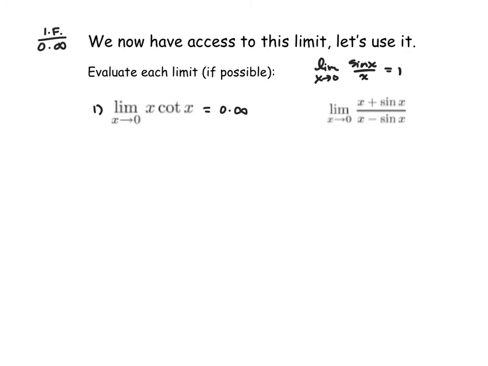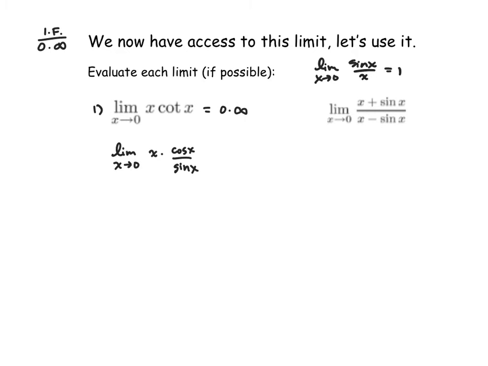Okay, but that's actually going to equal a number. And let's see what that would equal. Well, I'm going to write cotangent in terms of sine and cosine. So this would be the limit as x goes to 0 of x times cosine x over sine x.